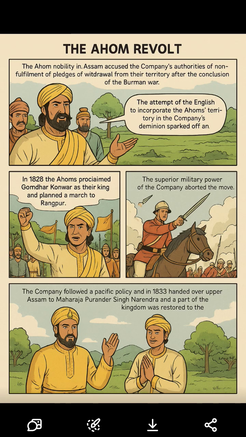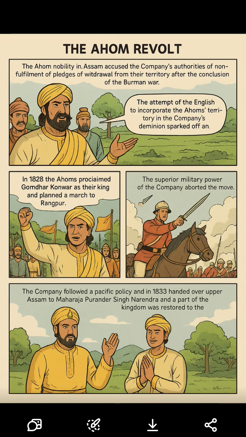Full timeline, year, event. 1824, First Anglo-Burmese War begins. 1826, Treaty of Yandabo ends war. British promise to leave Assam. 1828, Ahom rebels declare Gomdhar king. 1828, British crush the Ahom rebellion, and it fails. 1830, second rebellion planned.